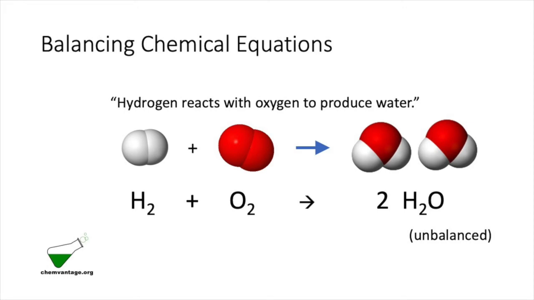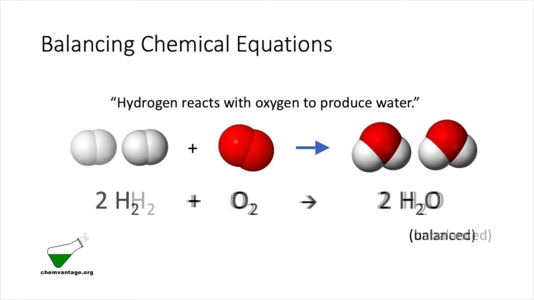We can change the number of product O atoms to 2 by increasing the stoichiometric coefficient of water, but this unbalances the number of hydrogen atoms. But if we now increase the coefficient of hydrogen to 2, we can finally balance the reaction with 4 H atoms and 2 O atoms on each side of the arrow.